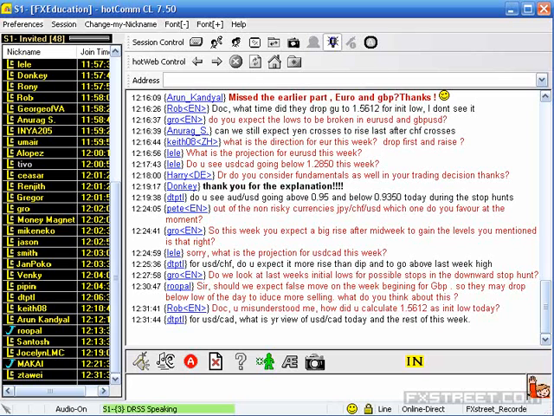Then DTPT. Okay. Lily, what is the projection for USD CAD? USD CAD is expected to make less drop and more rise moves this week. For USD CHF, do you expect it to rise more than dip and go above last week? There is a great potential in the case of USD CHF, and they have been trading below parity only briefly towards the weekend.